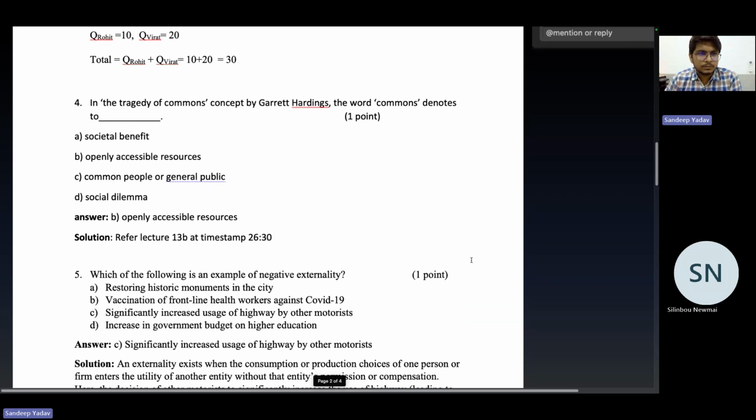Now moving to question number 4. It says in the tragedy of the commons, the concept by Garrett Hardin, the word common denotes openly accessible resources. It's a theory question, so it doesn't need any explanation.